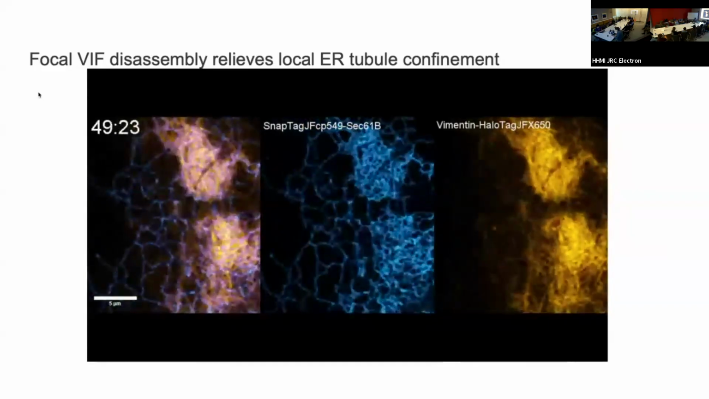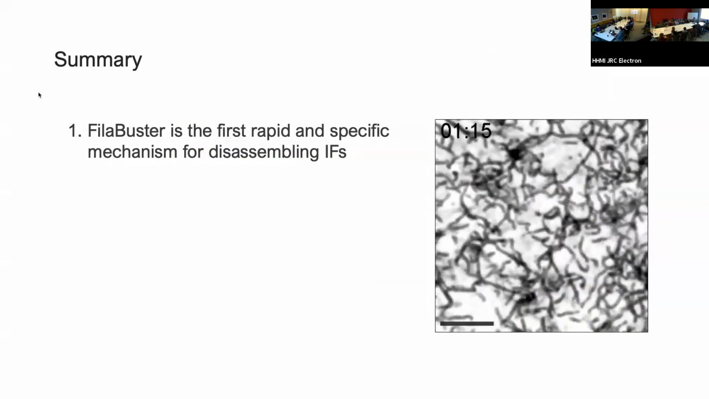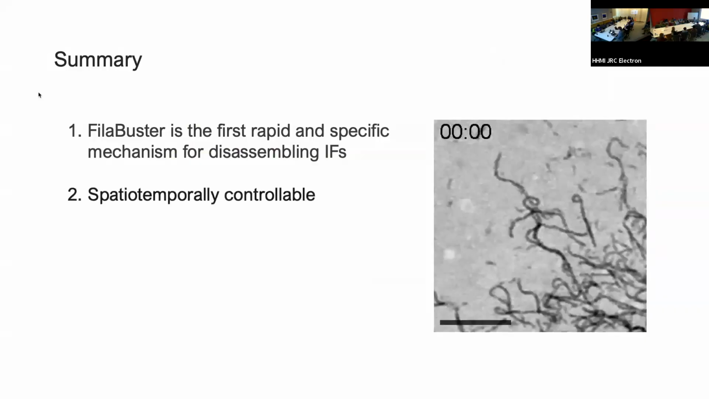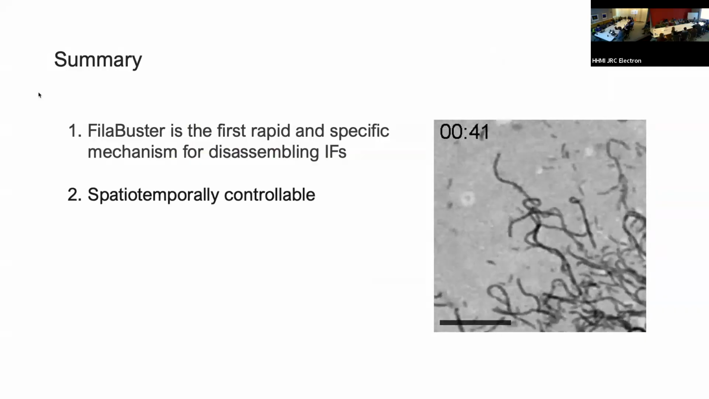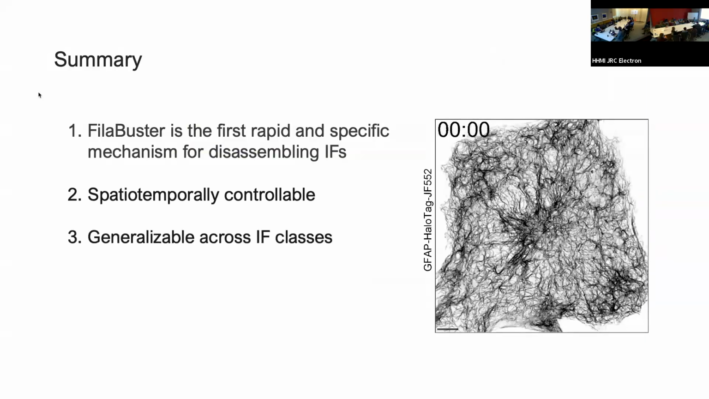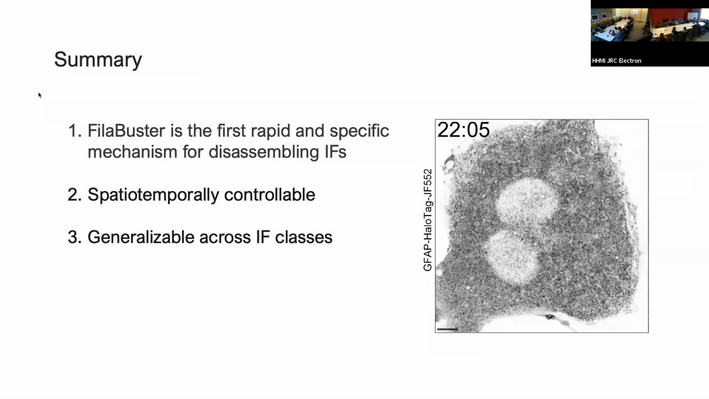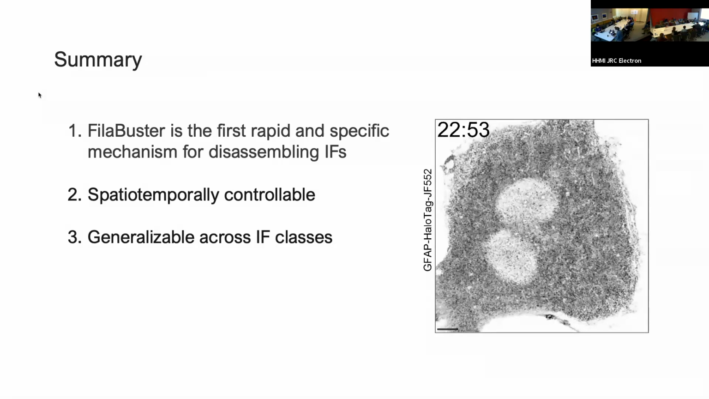which is something that we really did not know beforehand. So in summary, we have this FilaBuster tool, which is, to our knowledge, the first rapid, but also specific mechanism for disassembling IFs in cells. FilaBuster affords us spatiotemporal control, so we can eviscerate the little man. It's generalizable across IF classes. We showed this with multiple type 3 IFs in addition to cytokeratin. So there's promise that this could be an approach that would work for other IF subtypes as well.